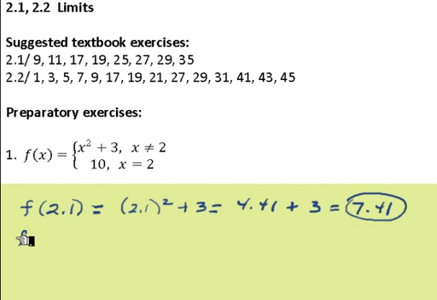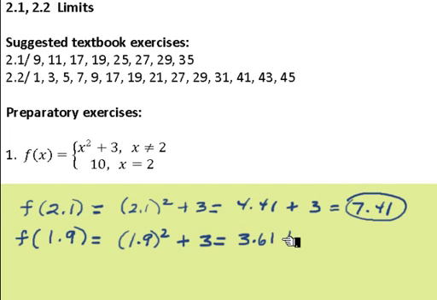All right, now let's evaluate the function at 1.9. Notice we chose two values, one a little bit bigger than 2 and one a little bit smaller than 2. Again, just substitute in. Since 1.9 is not equal to 2, we just use this expression, substitute in 1.9 squared plus 3. So that's 3.61 plus 3, and we get 6.61.